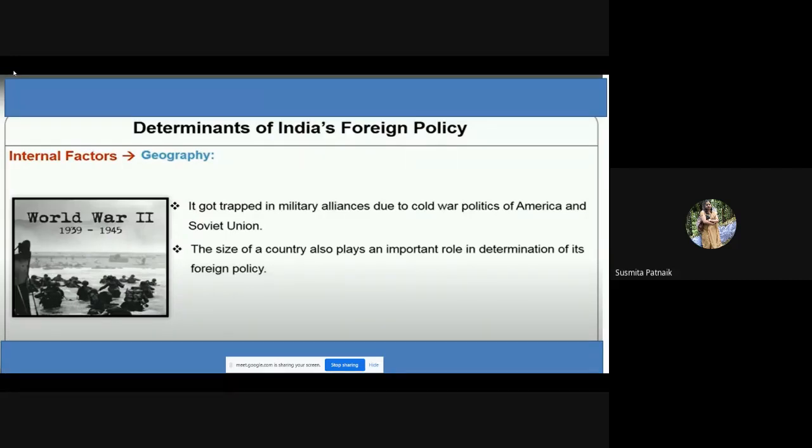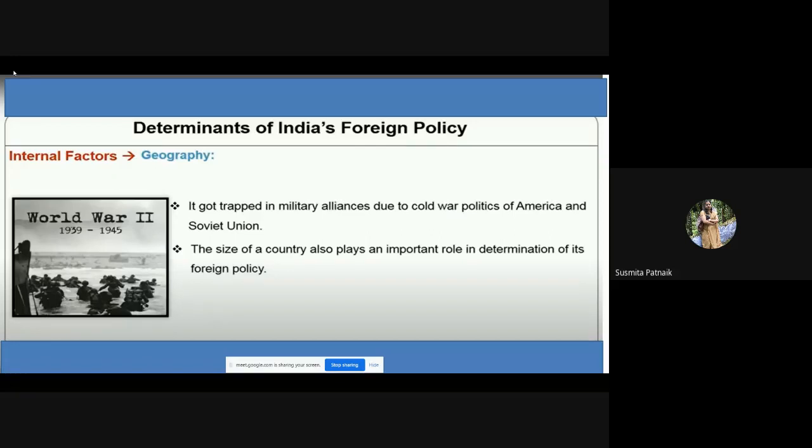Okay, so what were the internal factors? What are the determinants of India's foreign policy after the Second World War? We know that the war was between 1939 and 1945. In this period, India got trapped in military alliances due to the Cold War politics of America and the Soviet Union. The size of a country also plays an important role in the determinants of its foreign policy. In those years, India did not develop any foreign policy with any of the superpowers. At some times it fell under the grip of the United States of America, at other times it got trapped with the Soviet Union.